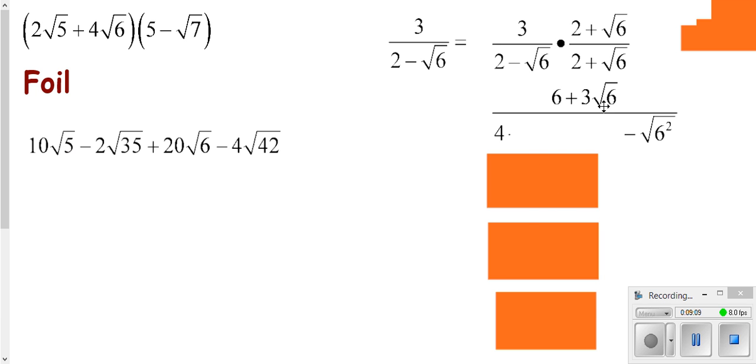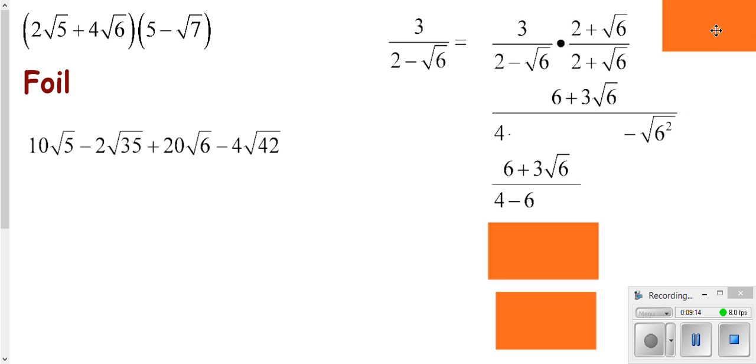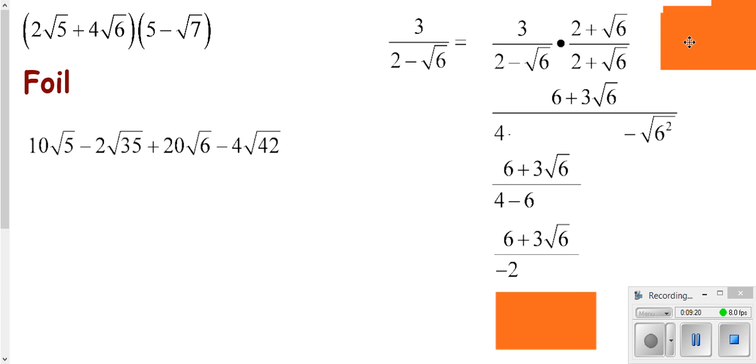So the top doesn't change. The bottom simplifies a little bit because the square root of 6 all squared is 6. Put the bottom together. Typically, we don't leave the negative on the bottom. It's not technically wrong, but it's not really common practice. So I'm going to take the negative from the bottom and apply it to the whole top. And we would get this.